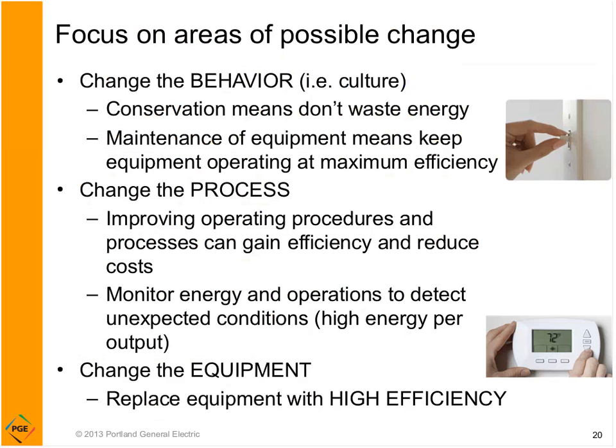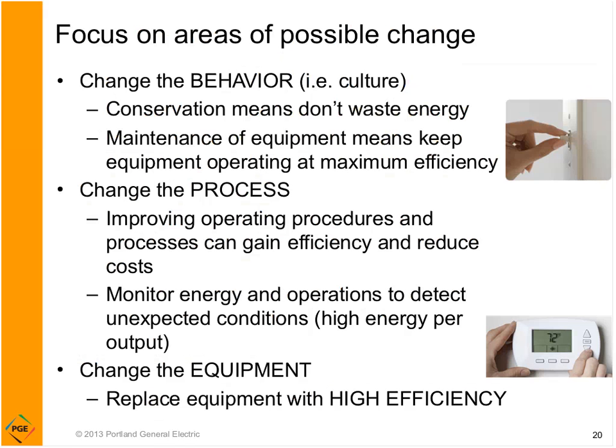So, starting to get towards the end here, changes in behavior are areas of focus that I would recommend to people to get started. Conservation means don't waste it. Turn off equipment when it's not being used. Check the efficiency. Change the process. We talked about the janitorial service, but it could be an industrial process. It could be all kinds of processes in your business.